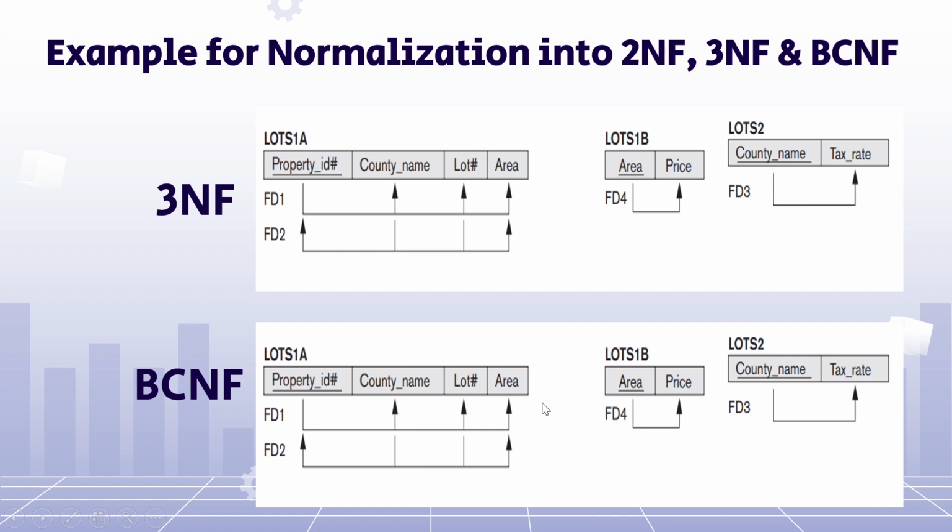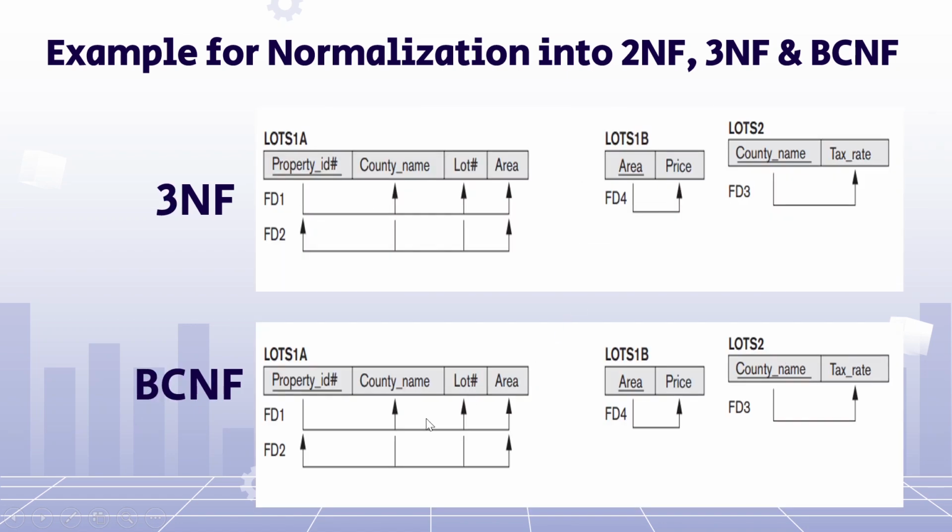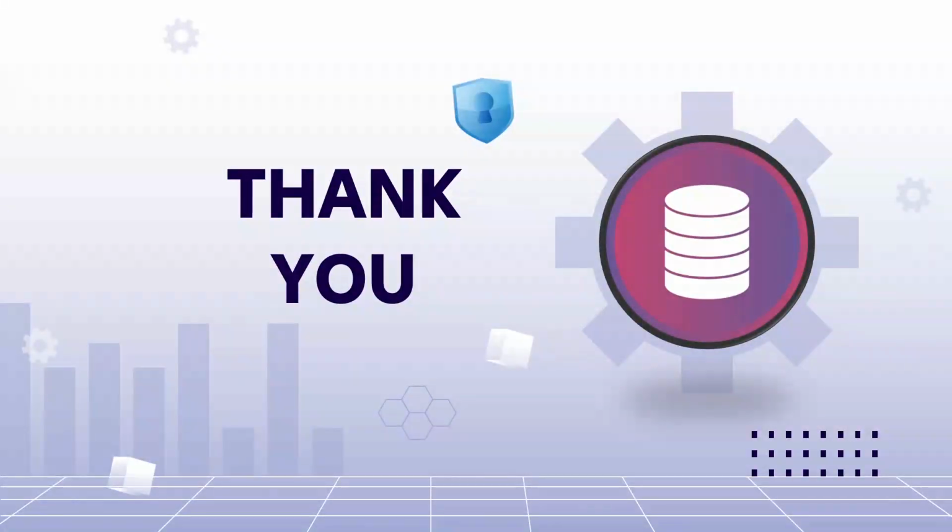So finally, up to BCNF, the decomposed tables are these. The original table we have actually decomposed into 3, which are lots 1A, lots 1B, lots 2, to maintain the consistency in the database and to avoid all the problems caused by redundancy. So that's about normalization up to BCNF.